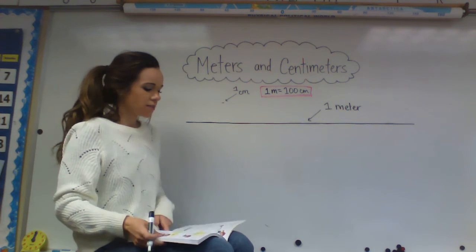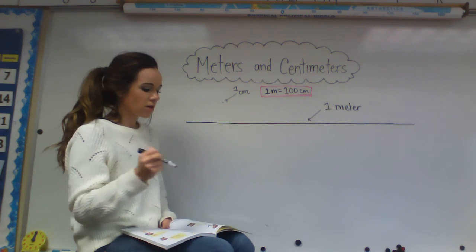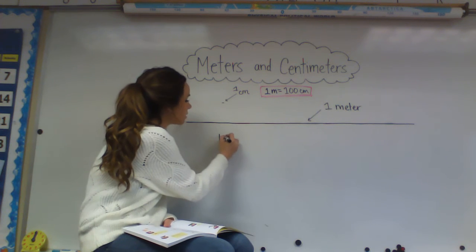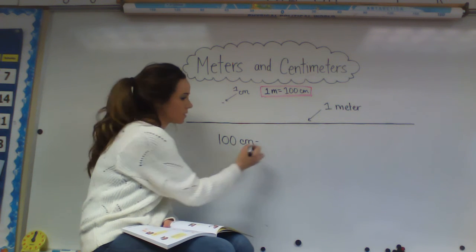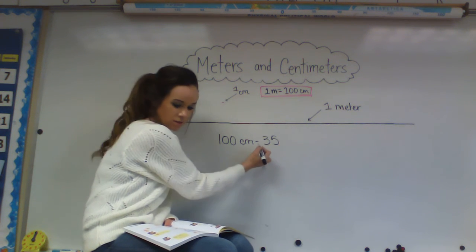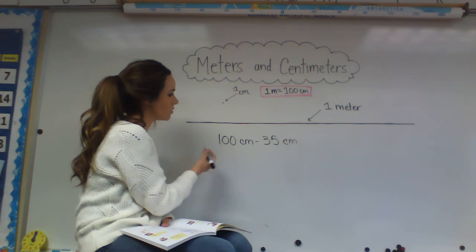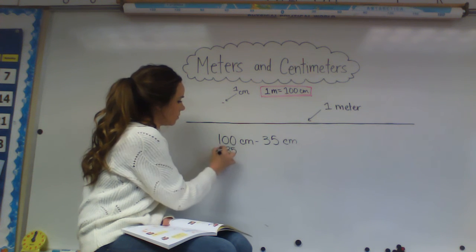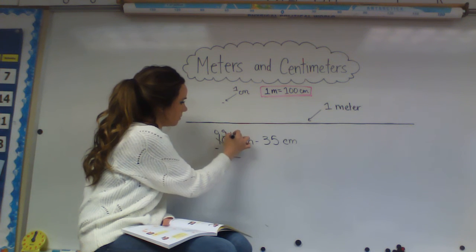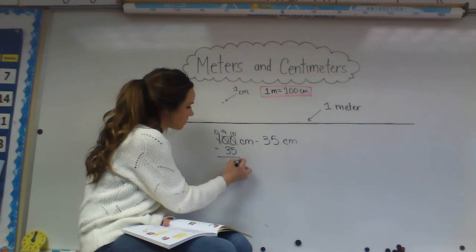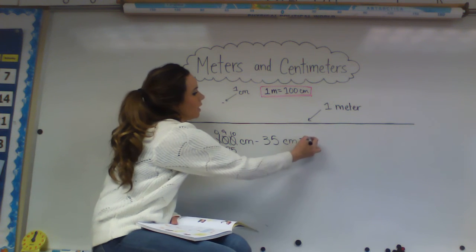One more thing that I need you guys to know is how to find the value of subtracting meters and centimeters together. So we're going to do one more problem. So 100 centimeters minus 35 centimeters. Well, we already know this. We don't have to convert anything. 100 minus 35. We borrow. Make that a 9. Make that a 10. 10 minus 5 is 5. 9 minus 3 is 6. So this would be 65.